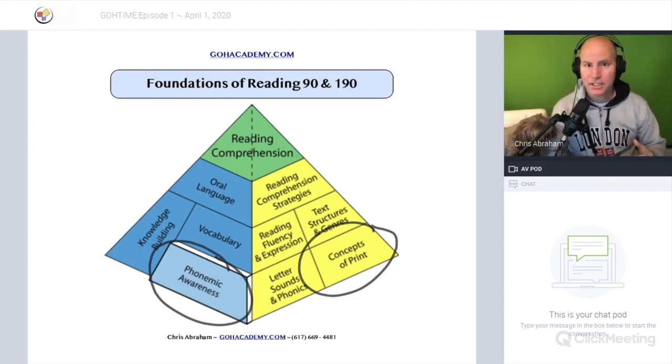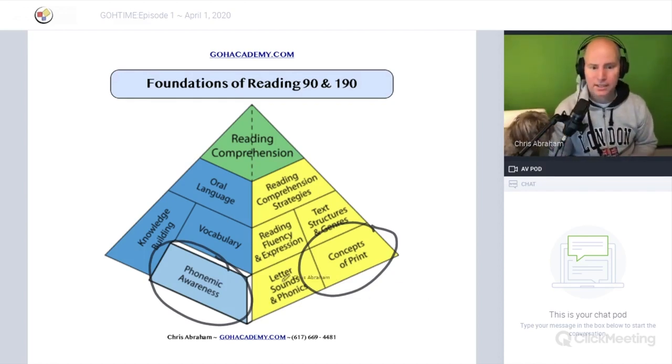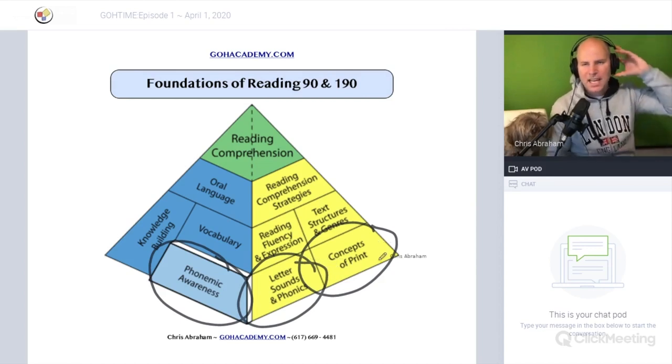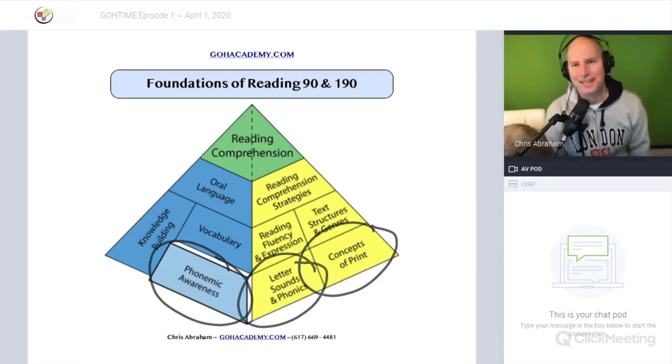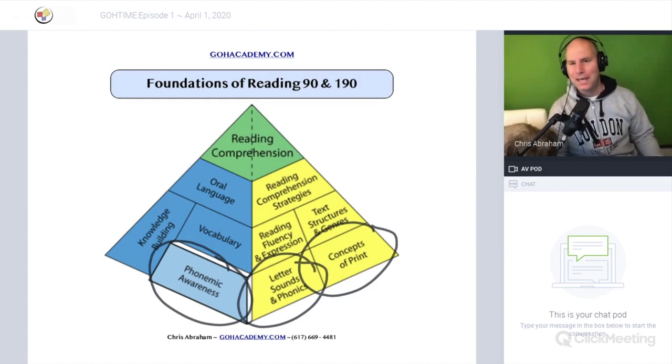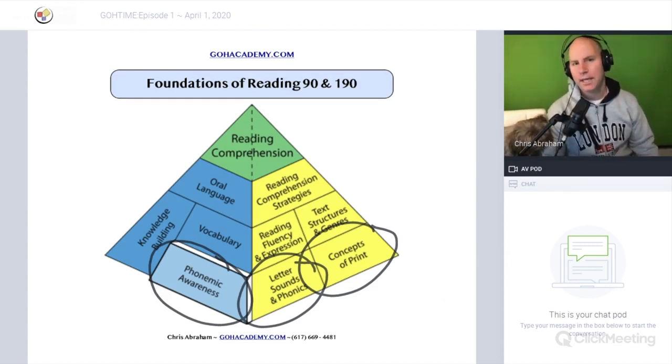How's this text teaching us about phonics, letter sound correspondence? Now, I know some teachers out here have tuned out. They're like, what's going on here? I don't get it. I'll try to give you the secret of the test, team.